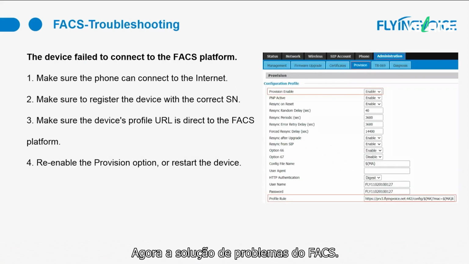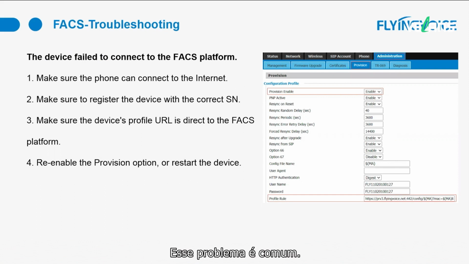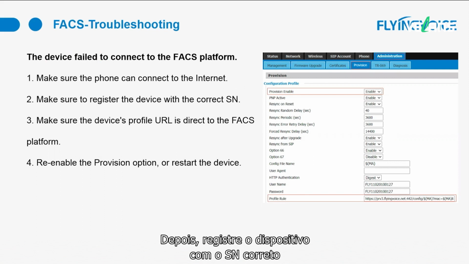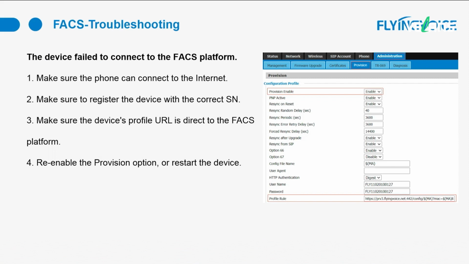And for the FSAS troubleshooting, the device failed to connect to the FSAS platform. We usually meet this problem. Firstly, make sure the phone can connect to the internet, and then make sure to register the device with the correct SN, and make sure the device profile URL directs to the FSAS platform. And you should also re-enable the provision option or restart the device.